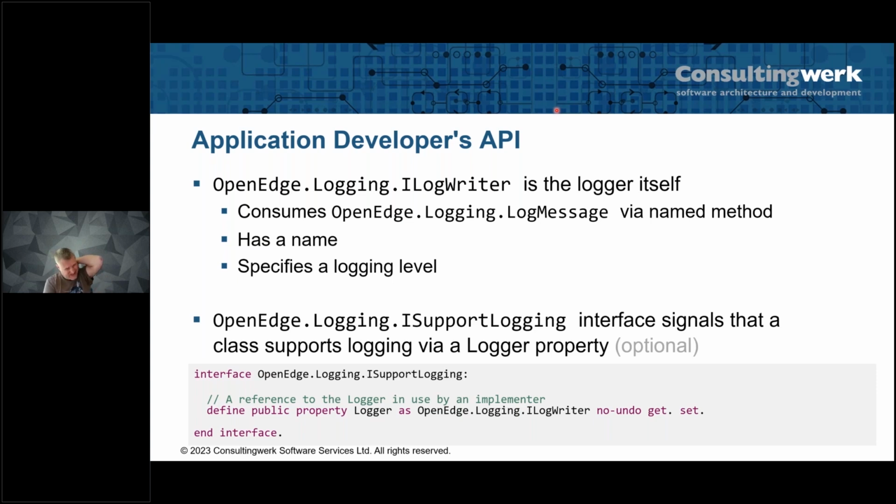There's an additional interface, this ISupportLogging, which is a signal that a class does support logging. So if you're building factories to build things, you can push a logger in by saying, hey, do you have a logger? Do you support logging? Here's a logger you can use, or it can get its own logger as well. There's various methods for doing that.